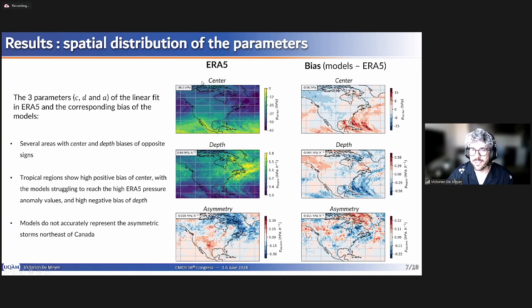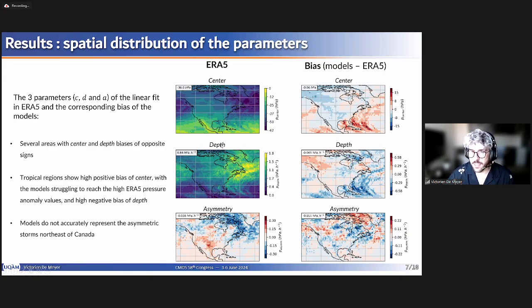What we can see for the center parameter, which is like the lowest value of the pressure, or the highest value of the pressure anomaly, I should say, is that in the tropics the models struggle to reach the high ERA5 pressure anomaly values that we have in that region. And we see the opposite when it comes to the northwest of Canada, where the storms are stronger in the model than in ERA5.